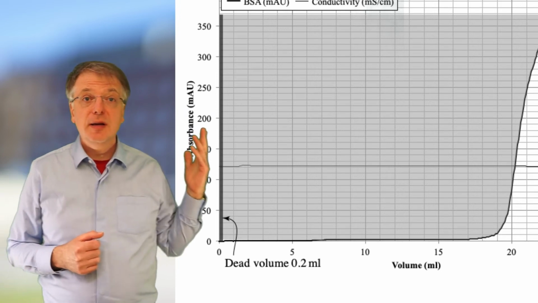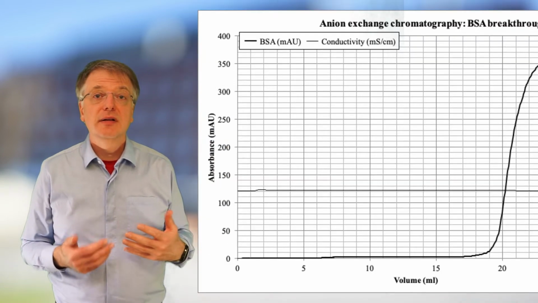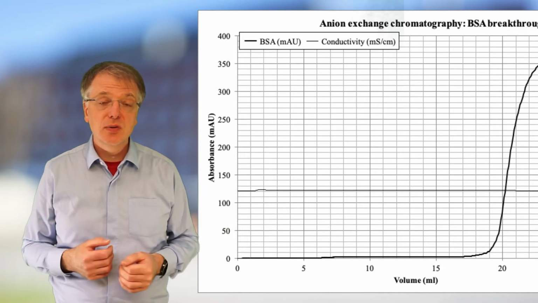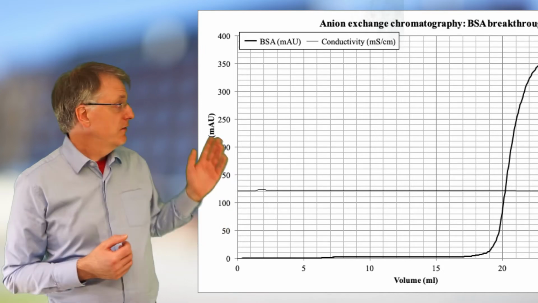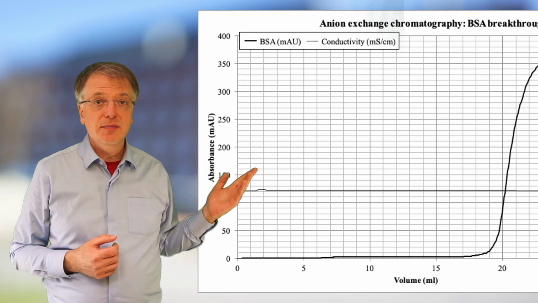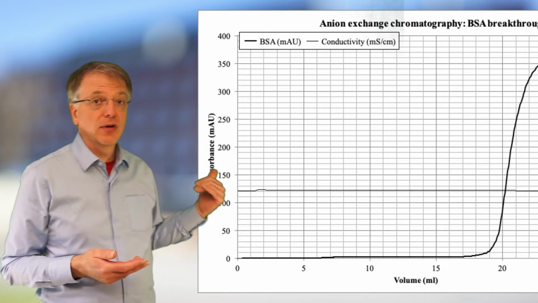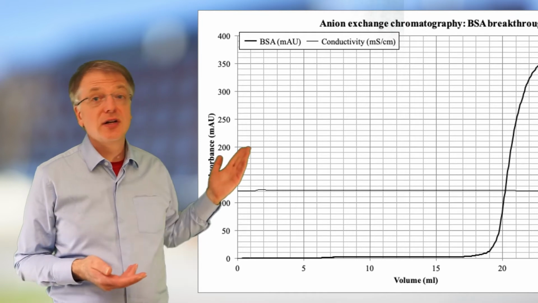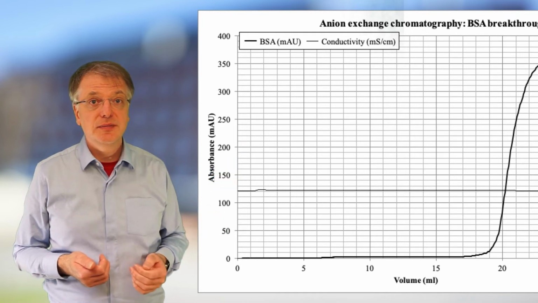When you have calculated the capacity, it is time to determine the degree of utilization and hence also how much BSA has been adsorbed at the breakpoint. First, locate the breakpoint in the diagram, that is the point where the breakthrough curve is 5% of the maximum, assuming that absorbance is linearly dependent on concentration.